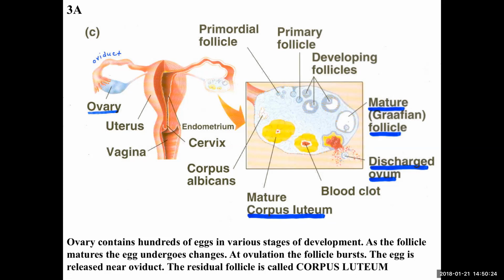Okay, so if the egg is not fertilized, the corpus luteum degenerates, and then a new follicle will mature during the next cycle.